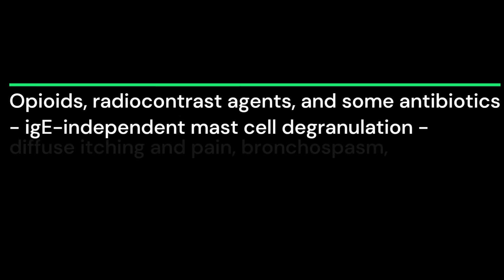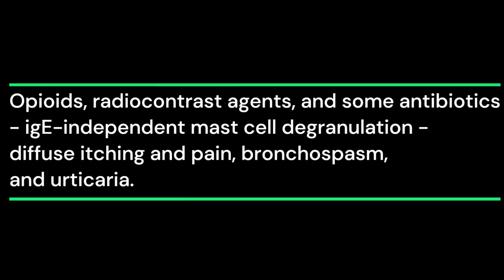Your take-home message from this question is that a number of medications, including opioids, radiocontrast agents, and some antibiotics, for example, vancomycin, can trigger IgE-independent mast cell degranulation. Common symptoms include diffuse itching and pain, bronchospasm, and localized swelling, or urticaria.